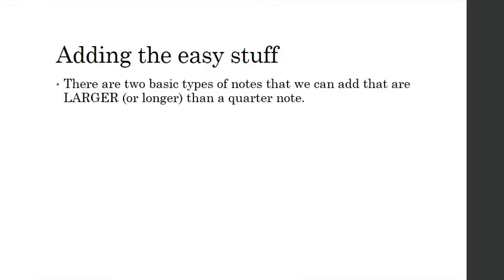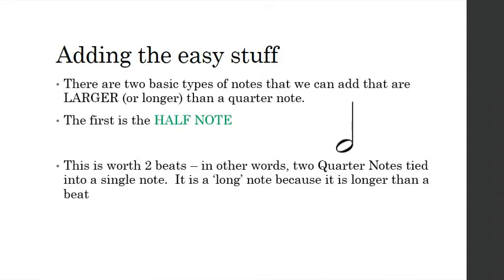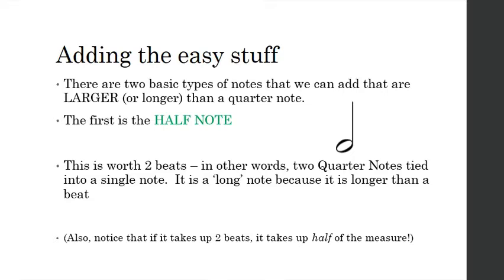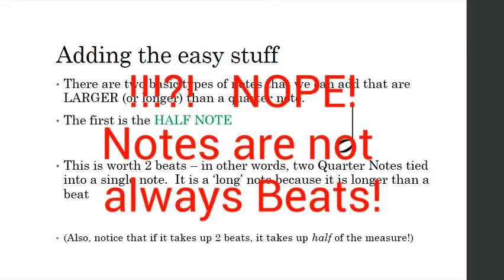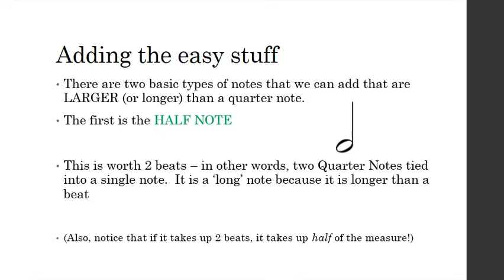Notes longer or larger than 1 beat. The first one we'll talk about is the half note. A half note is worth 2 beats. In other words, 2 quarter notes tied into a single note. And of course, we call this long because it is longer than a single beat. And it works out pretty nicely because if you think about it, if there are 4 beats in the measure, and the half note is worth 2 of them, that is worth half of the measure. So half note.